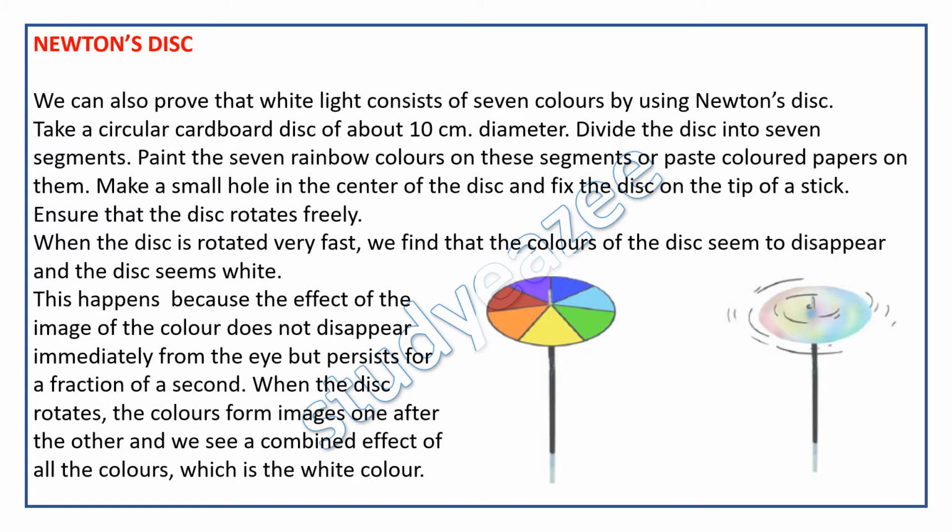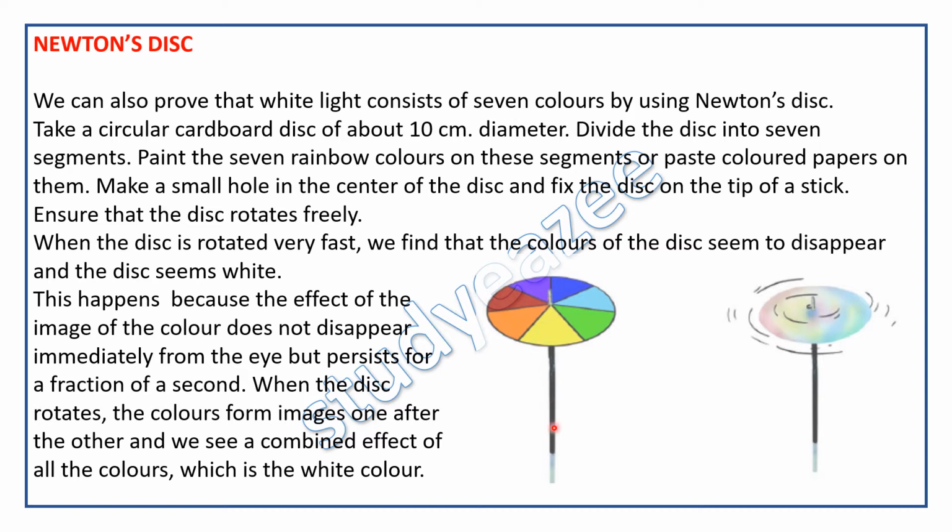We can also prove that white light consists of 7 colors by using a Newton's disc. Let's see how to make a Newton's disc. Take a circular cardboard disc of about 10 centimeters diameter. Divide the disc into 7 segments. Paint the 7 rainbow colors on these segments or paste colored papers on them.